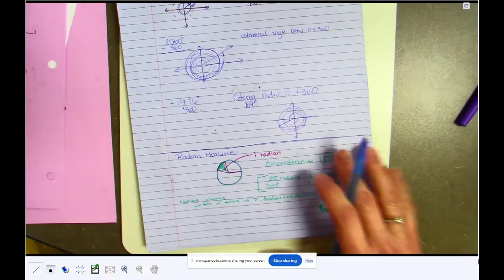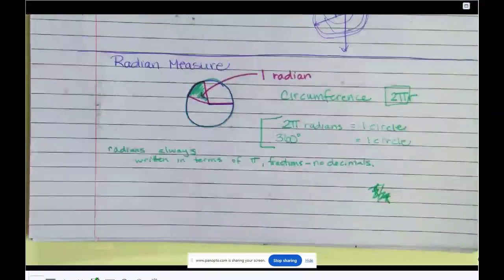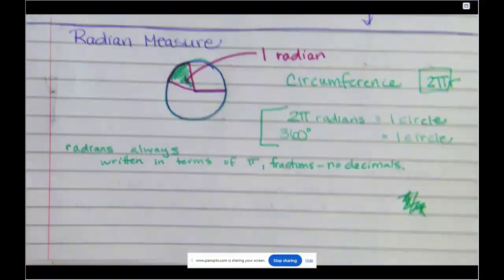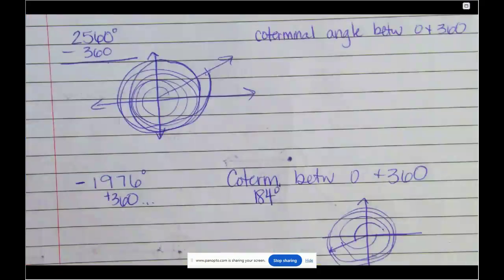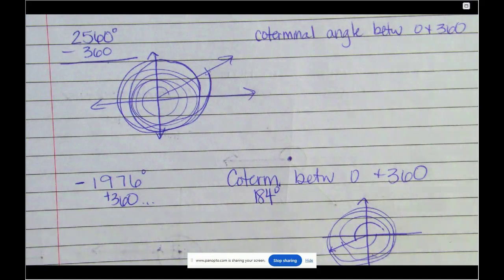Okay, so we have just started talking about what a radian is. So we talked about coterminal angles. We talked about the fact that you can have positive and negative angles. You good?